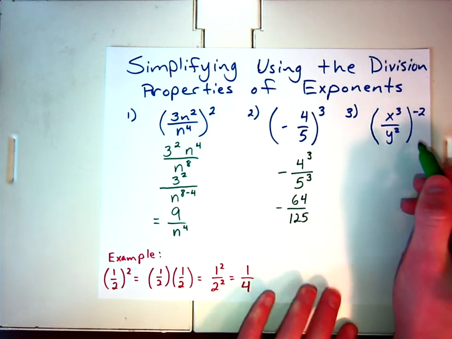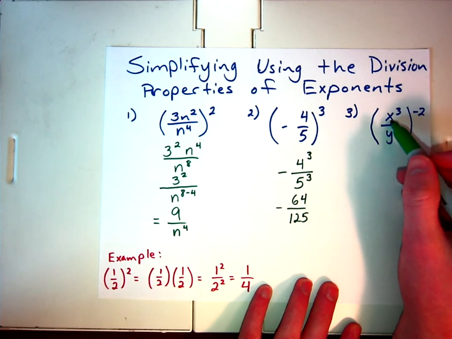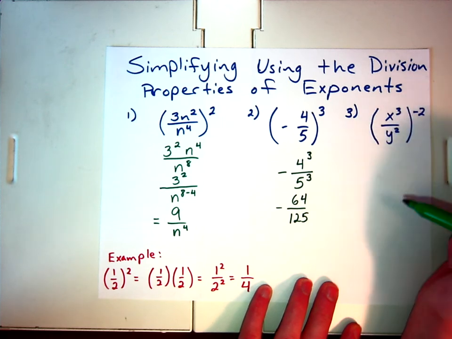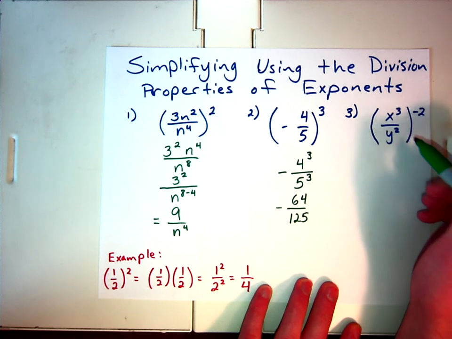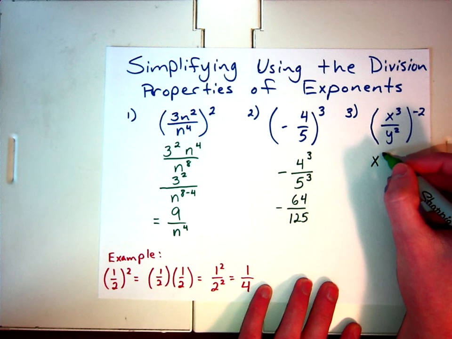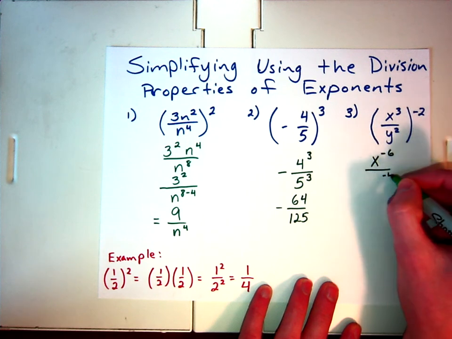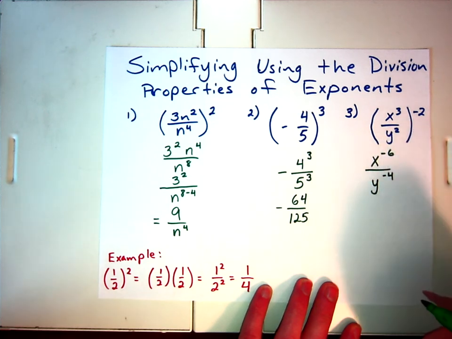For 3, here we go. All right, we have a negative exponent here. So these are variables with exponents being raised to a negative power. What that's going to do is go to every term just like it usually would. So 3 times negative 2 is negative 6, and 2 times negative 2 is negative 4. So it's going to be x to the negative 6th power over y to the negative 4th power.